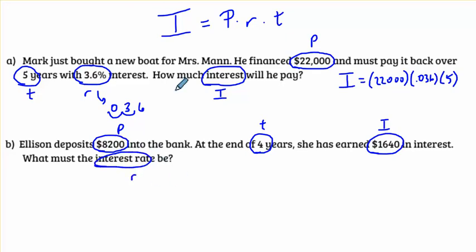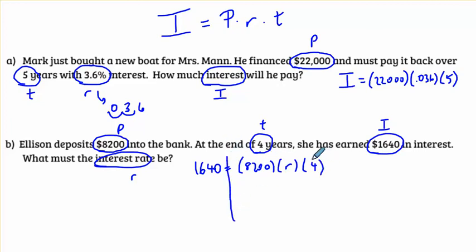Okay, so we'll just plug in all of these into our formula. So interest is 1,640. We have our equal sign coming next. The principal is 8,200. Our rate is what we don't know, that's our variable. And then the t is the time, which is 4. Okay, so we're going to draw our river.